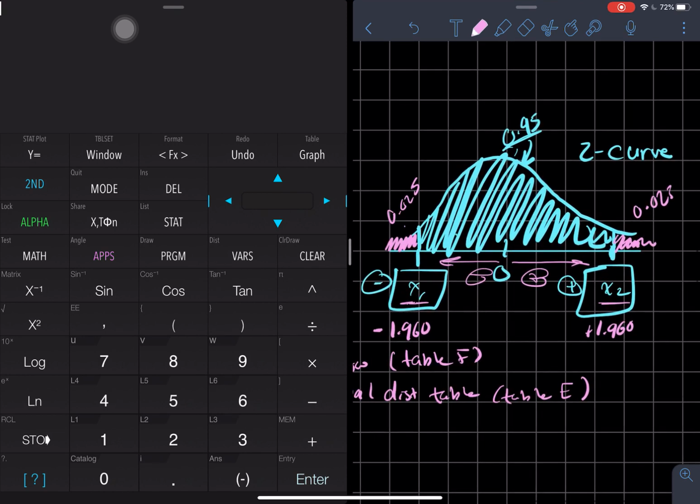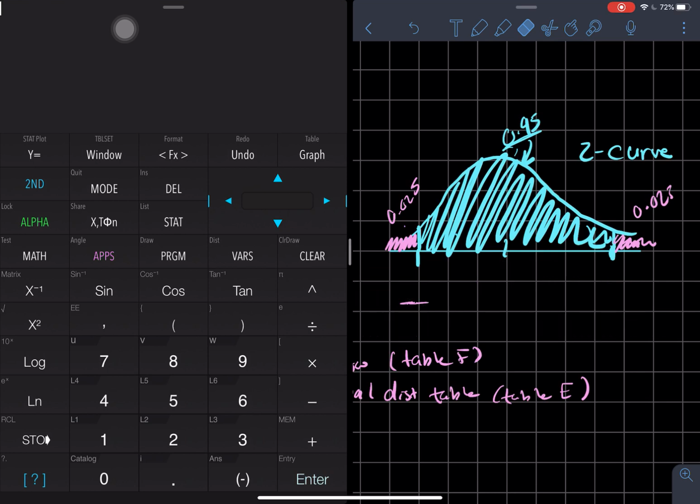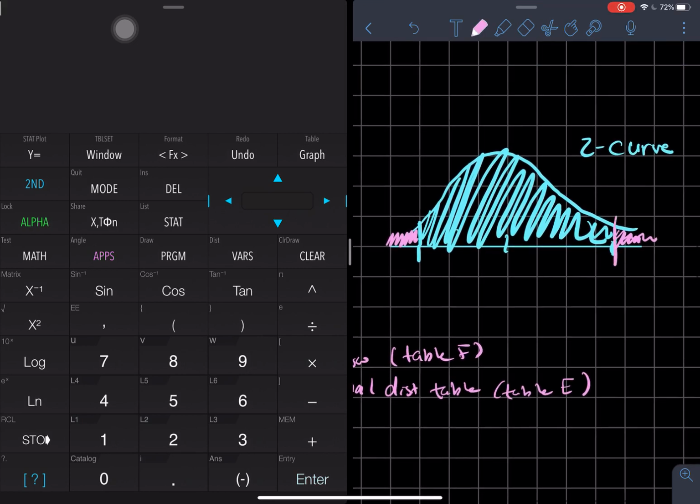By now you should know how areas work, especially with normal distribution curves. The calculators only give you the area to the left. Even the tables give you the area to the left. That's why we're looking for 0.025. If I want this number right here, which I know is now 1.960, the calculator only understands the area to the left, and so does the standard normal distribution table.